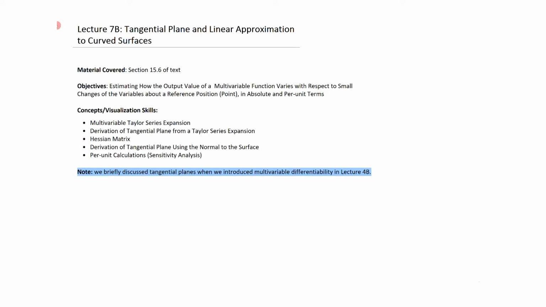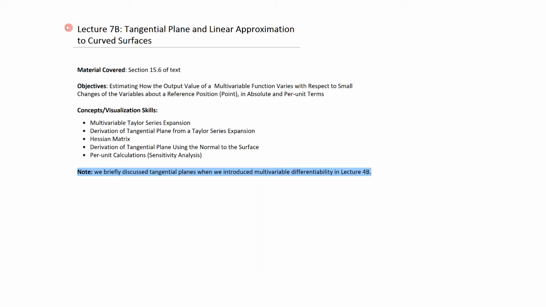Welcome to Lecture 7b, entitled Tangential Plane and Linear Approximation to Curved Surfaces. The material for this lecture comes from section 15.6 of the text, including some supplementary material provided in this lecture. The objectives are estimating how the output value of a multivariable function varies with respect to small changes of variables about a reference position or point in absolute and per unit terms.